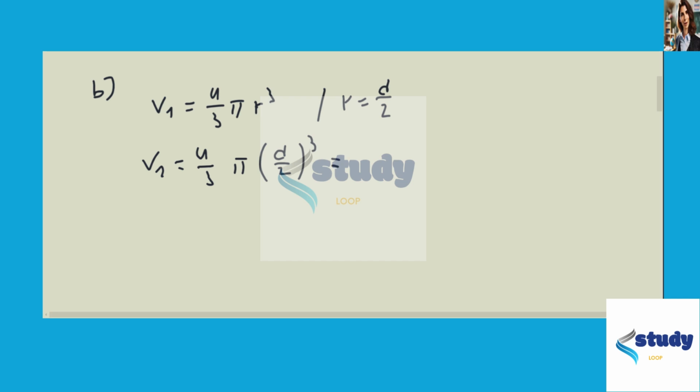So V1 then equals 4 over 3 pi times the diameter over 2 to the third power. Substituting the known values, we see that this is 4 over 3 times pi times, and here we can immediately say that this is 11.95 times 10 to the minus 2 meters, to the third power. So when we evaluate this, it becomes 7.15 times 10 to the minus third meters cubed. And this is an important value. We will use it in the problem.